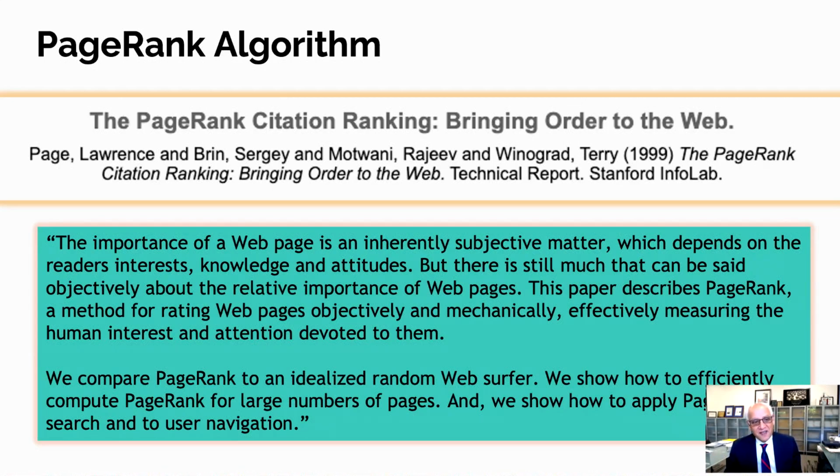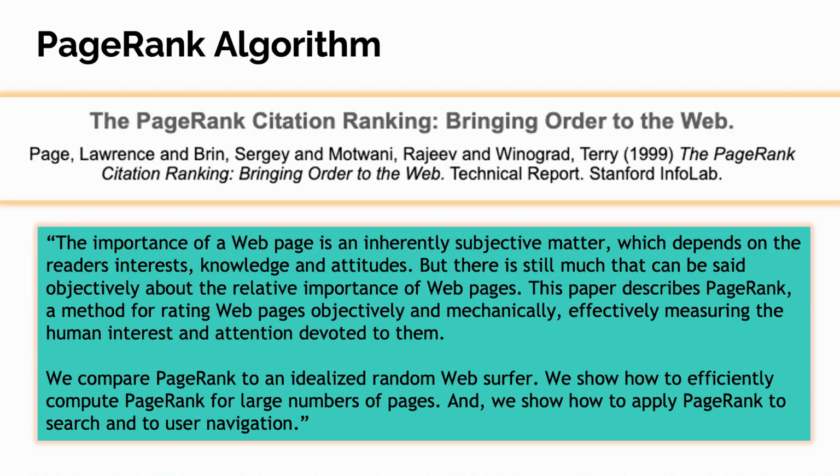And so they say, the importance of a web page is an inherently subjective matter, which depends on the reader's interest, etc. And this is their great insight. But there is still much that can be said objectively about the relative importance of web pages. So they're going from subjective to objective. And how you do that is through this mathematical algorithm called PageRank.